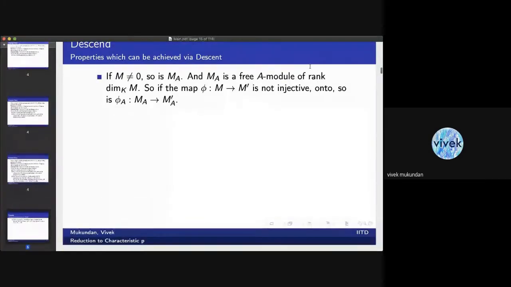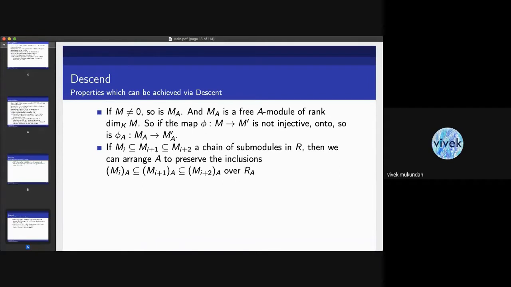So the first bunch of properties which can be achieved via descent: if your module is non-zero, then the descent of the module, M_A, will also be non-zero. So if you want to preserve the fact that an R-linear homomorphism between M and N' is not injective or not surjective, that can be preserved via descent. And if you have a chain of submodules, the chain can be descended down to the A level.